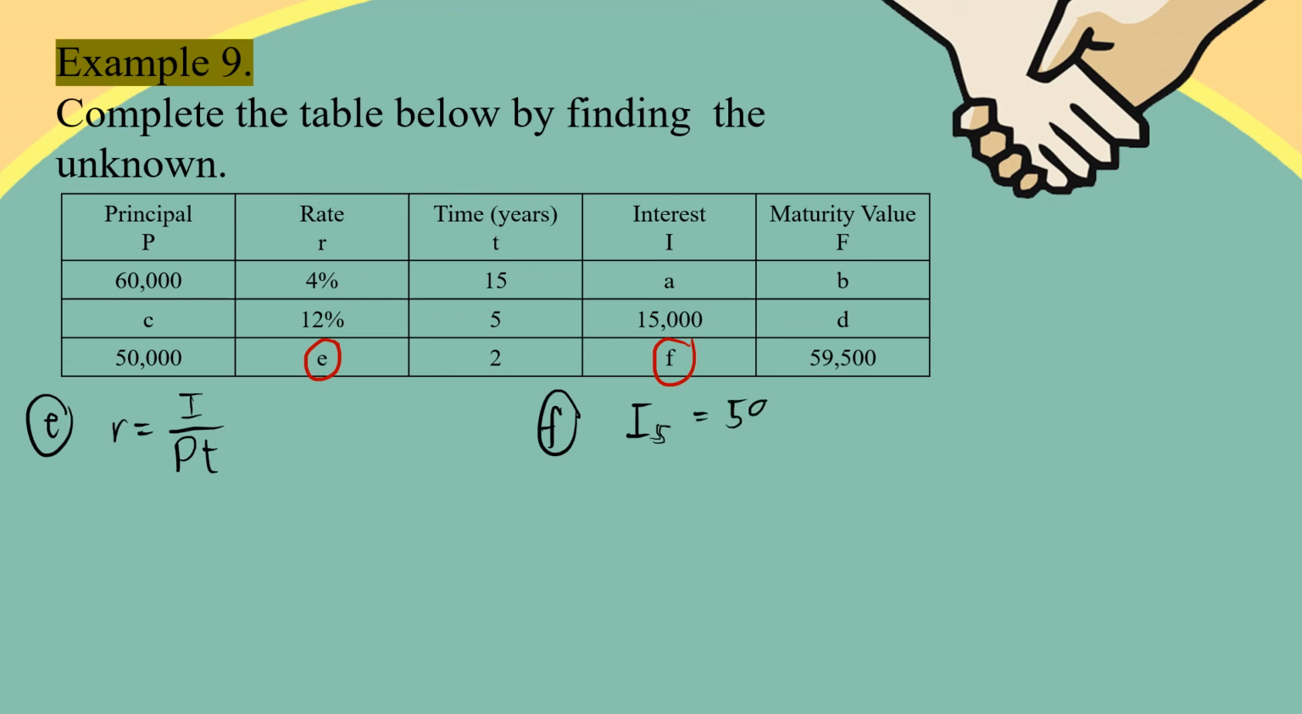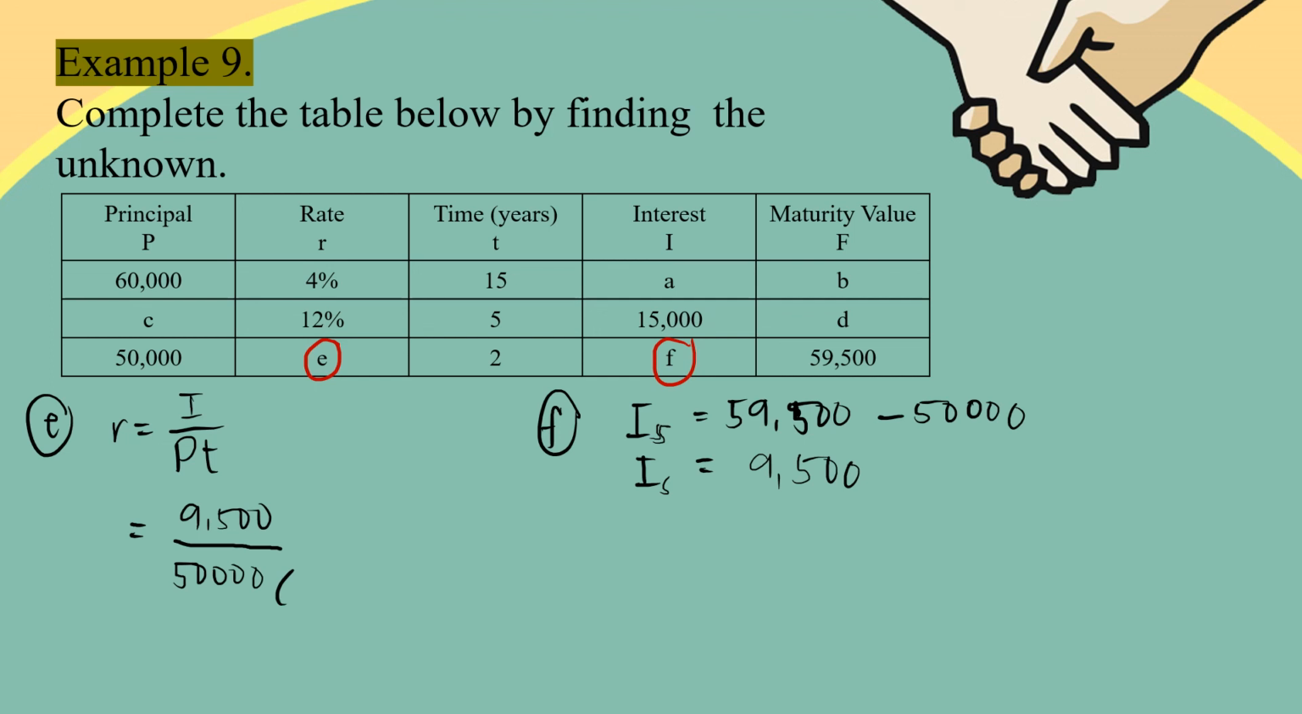Okay, so 59,500 minus 50,000. Okay, so magkano ngayon yung itinubo or yung interest? Meron tayong 9,500. Okay, so ito na ngayon yung gagamitin natin to compute the rate. Okay, so interest is 9,500 over ang principal ay 50,000 times time. Ang given time is 2 years. So, times 2. Okay, so compute ulit.